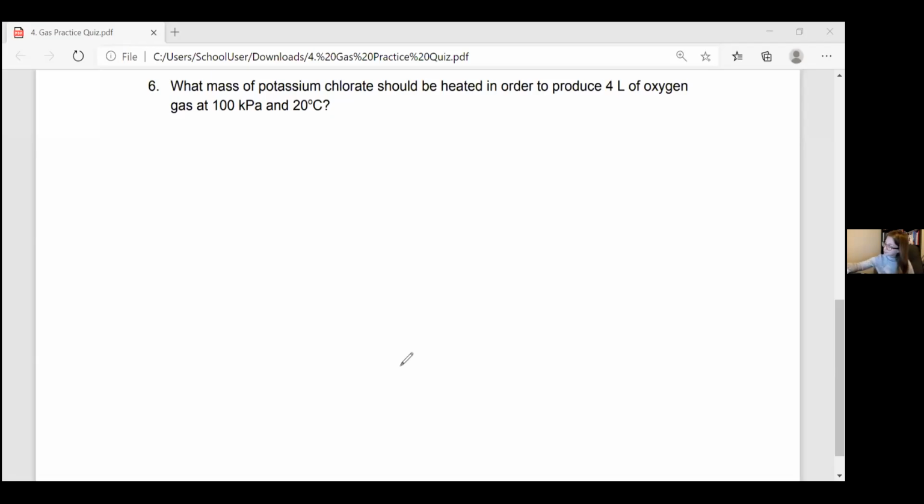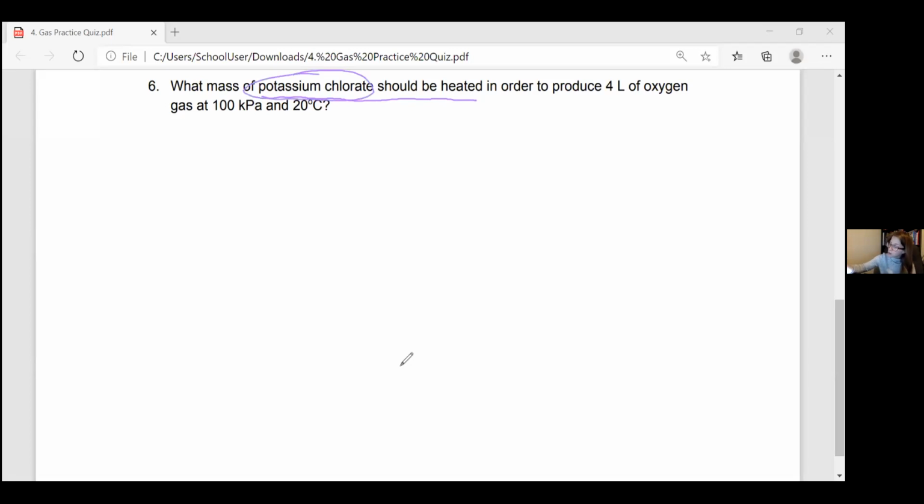This question says potassium chlorate is heated. Heated tells me decomposition. I check my cheat sheet. Chlorate decomposition is a special type where the metal chlorate becomes a metal chloride and oxygen. That's what it says on the cheat sheet. You don't have to have that memorized.